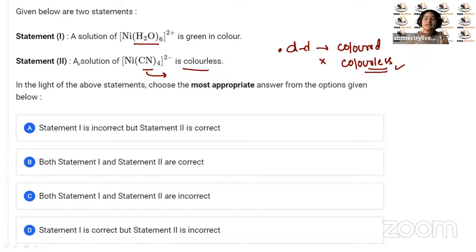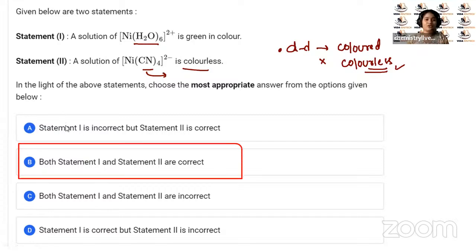So I can state that both statement 1 and 2 are true, right? So that is in option number B. So B is going to be your correct answer, that is, both statement 1 and statement 2 are correct.